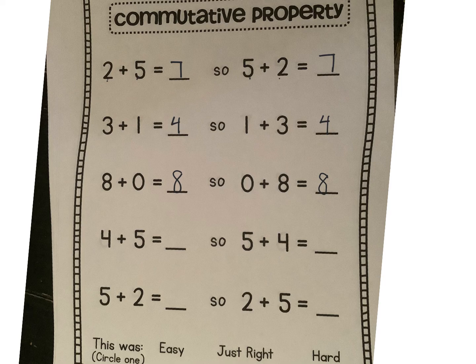4 plus 5, that's near doubles. 4 plus 4 is 8, so one more is 9. And if 4 plus 5 is 9, 5 plus 4 must also be 9. And this one we just barely saw at the top. Here's 5 plus 2, 7. So 2 plus 5 must be 7. Nice job, boys and girls.